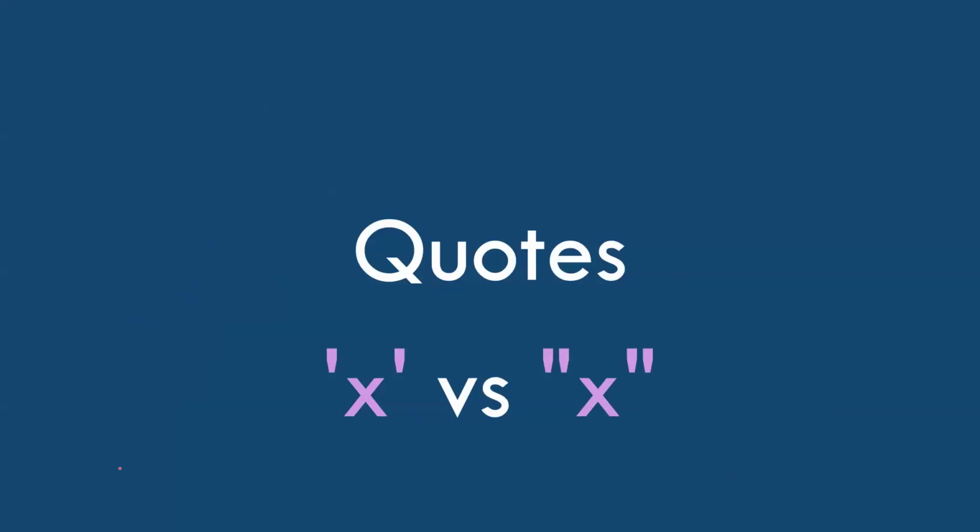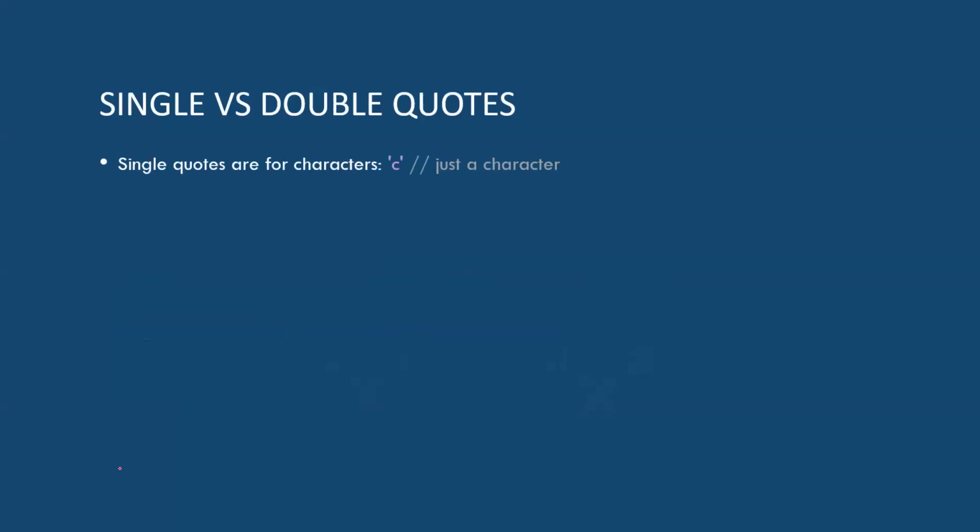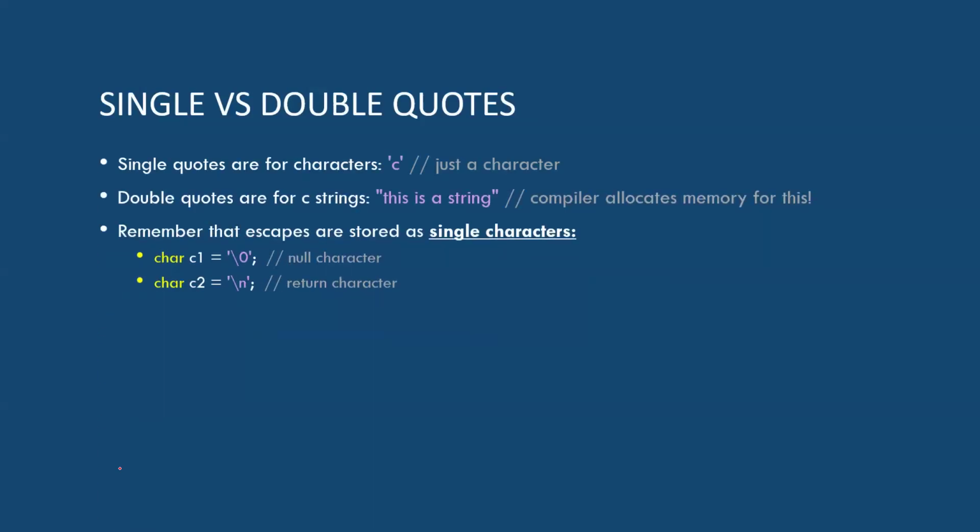Reminders about quotes: single quotes for the char data type, and double quotes for a string. So notice that \0 and \n are each a single character. And I know some of you are probably like, wait, what? But the backslash just tells the compiler, hey, don't treat that like a 0. Treat it like that special null ASCII character. \n says treat it like that special carriage return character.